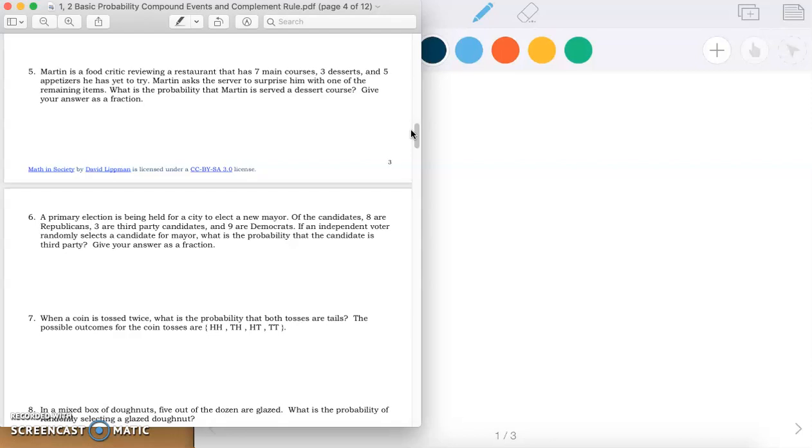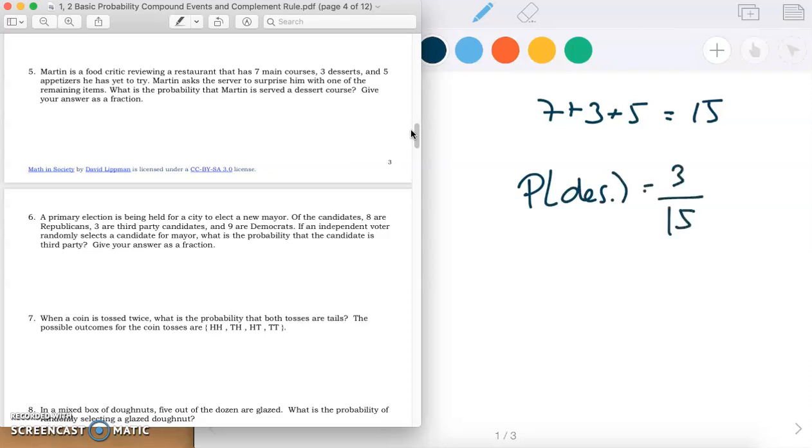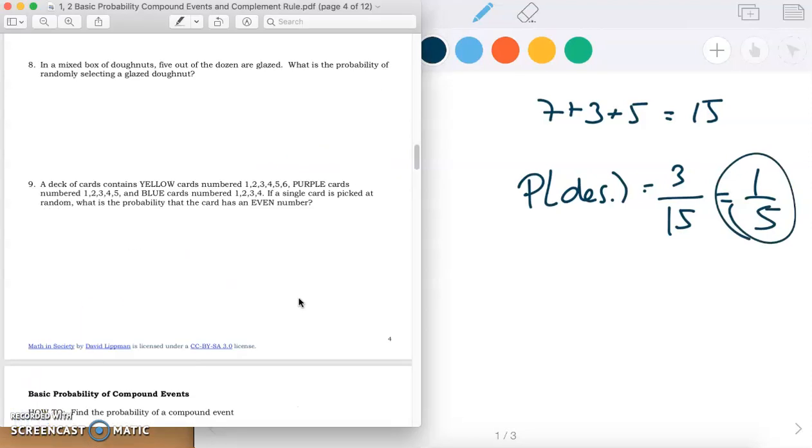Martin is a food critic reviewing a restaurant that has 7 main courses, 3 desserts, and 5 appetizers he has yet to try. Martin asks the server to surprise him with one of the remaining items. What is the probability that Martin is served a dessert course? So again, very similarly, we have a total of 7 plus 3 plus 5 that he has not tried. So that's 15, and we're asking what is the probability that Martin is served a dessert? Well, there are 3 desserts, so the probability of a dessert equals 3 over 15, which equals 1/5. And let's skip down to number 9.